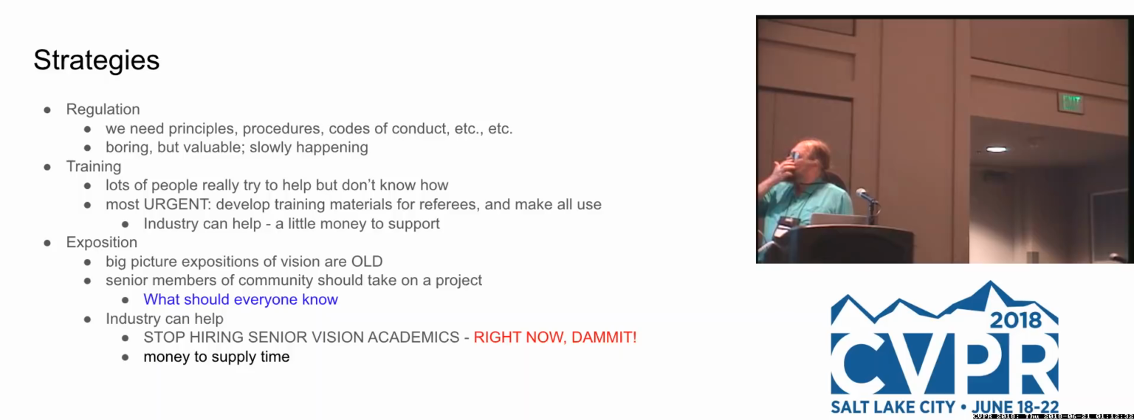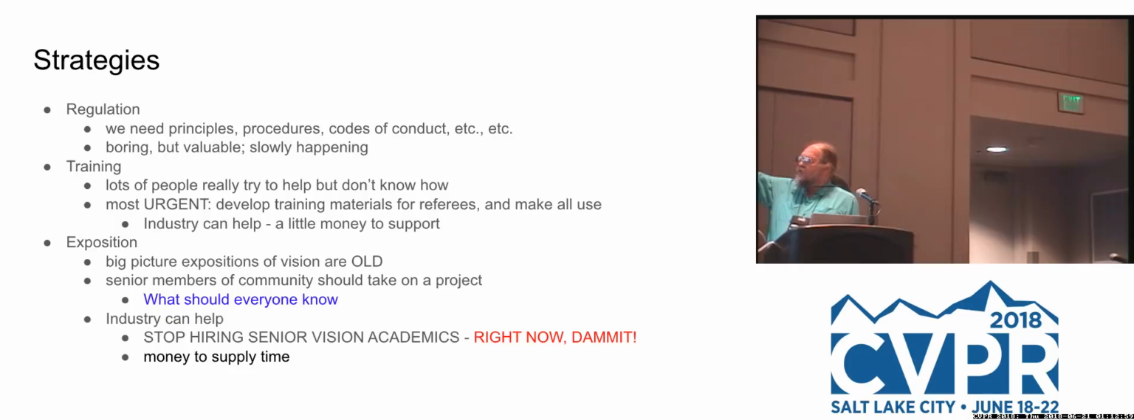We desperately need exposition. The big picture expositions of computer vision are old. There's an awful lot of stuff that makes an awful lot of people excited that are not there. And I propose that the senior members of our community should take on a project of what everyone should know, and industry can help. By the way, this is not me flogging my next book. I'm damned if I'm doing this on my own, right? It would kill one or two or probably three authors. It's a big deal. But industry can help.